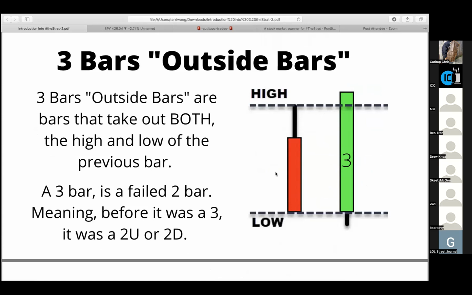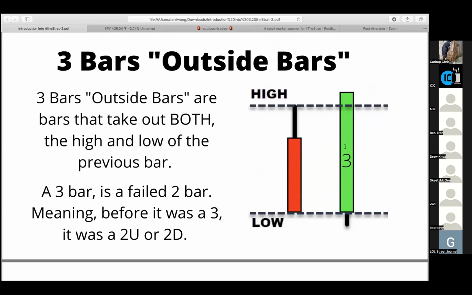You gotta kind of watch that, because you could have got caught. Say this thing took out the low and then took out the high. So you could have got caught trying to short it right here, only to see it reverse and probably stop you out, or whatever, cut your losses. And this thing went all the way back up to the high.